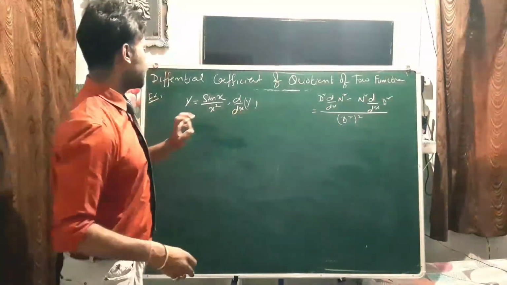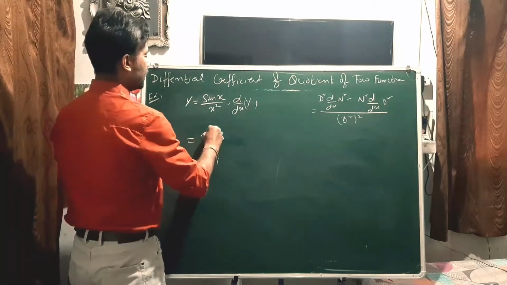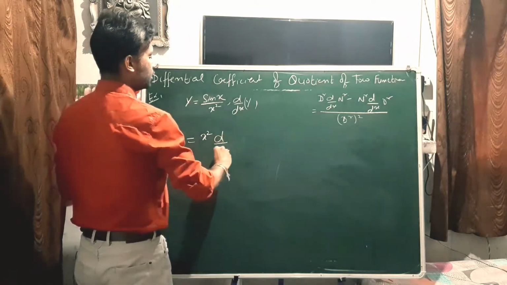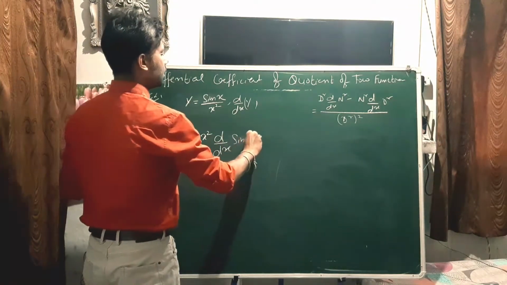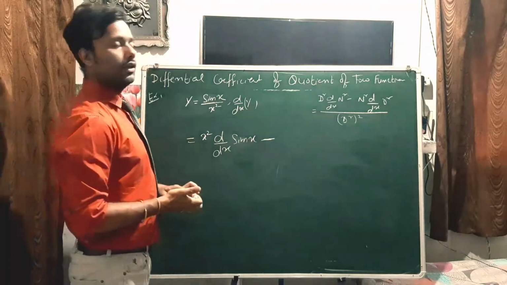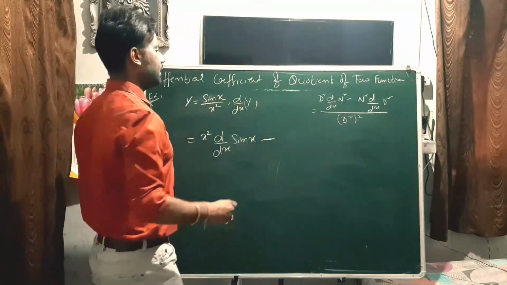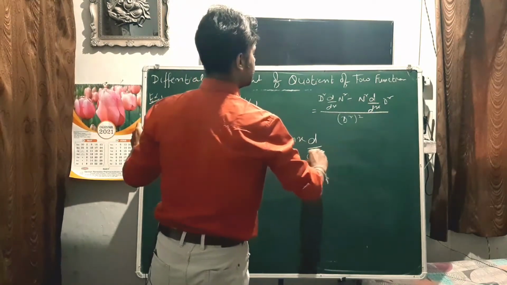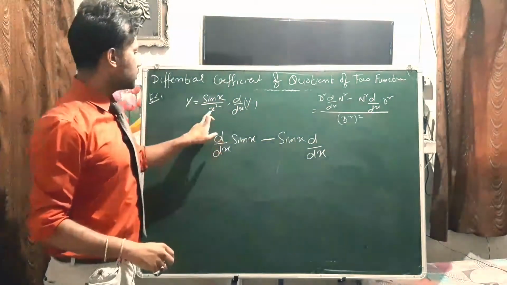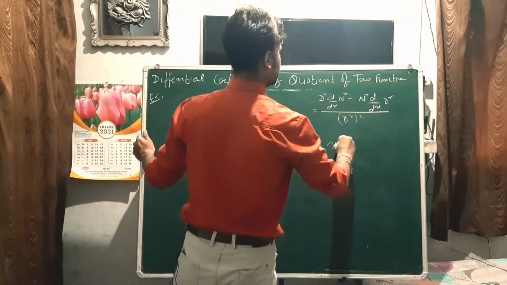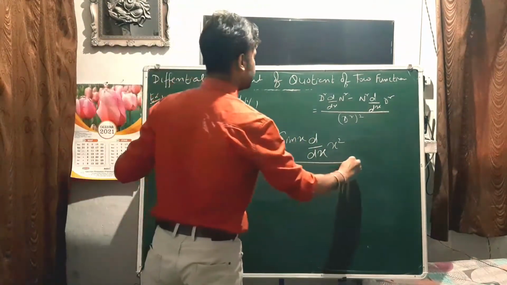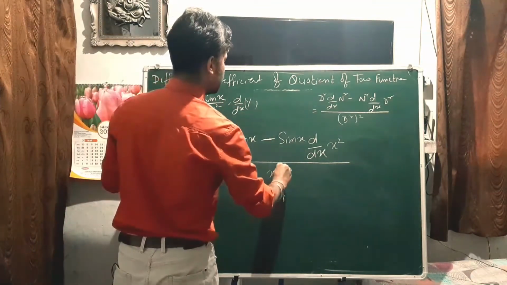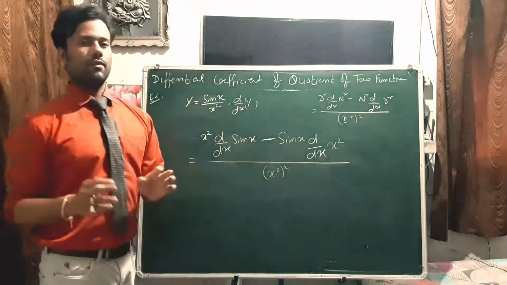Denominator same, which is x square. So x square, d by dx of numerator, so differentiation of numerator, that is sin x, minus numerator same, that means sin x, and d by dx, that means differentiation of denominator, which is x square, divided by denominator square, x square whole square. So we have applied the formula.